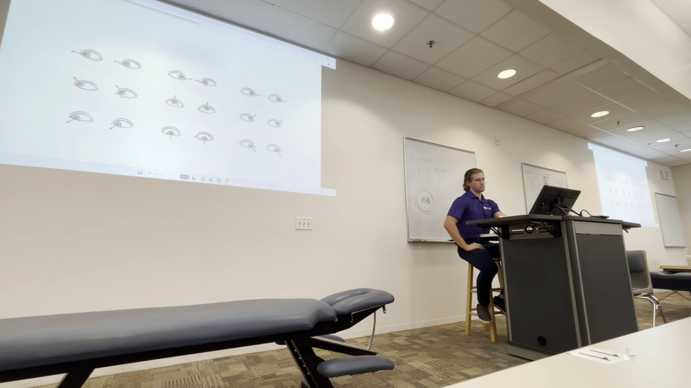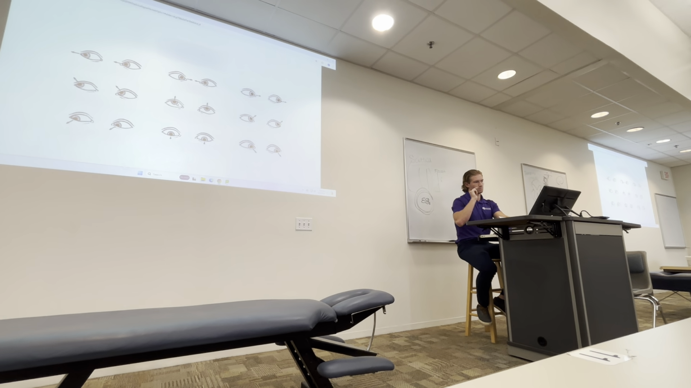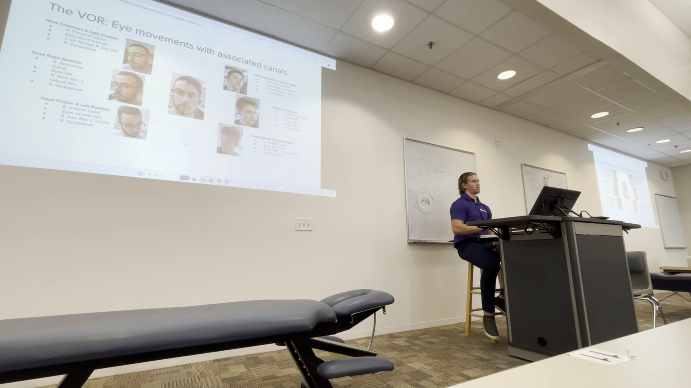If you're looking down and out, right eye, inferior rectus, left eye, superior oblique. And so I think next slide is where, yeah. So this is how you can blend the vestibular system, cerebellum, and eye muscles into someone's head position and where their eyes are looking.